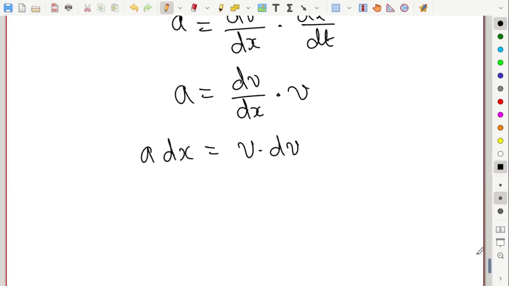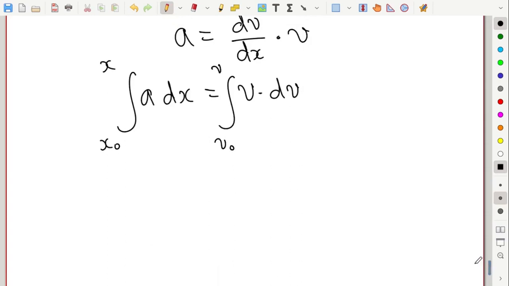Okay, so now you can perform the integration. Now we just have to integrate. So in the next step we are going to integrate. With respect to x here, the limits are x0 to x, and since v is here, v0 to v. Okay, so the lower limit of velocity is v0 and the upper limit of velocity is v. Here we can take a outside, because a is a constant. Therefore we have the integral from x0 to x of dx.